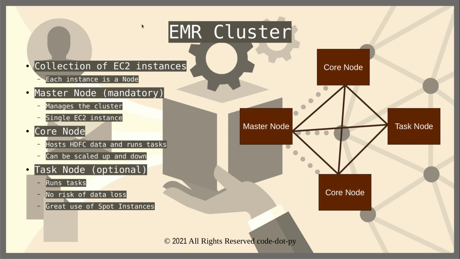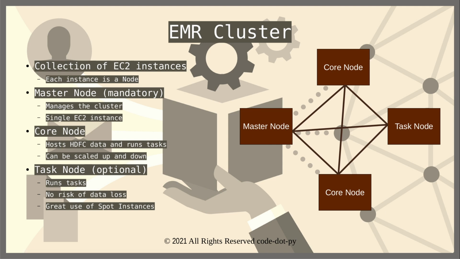When we talk about an EMR cluster, it consists of three different types of nodes. Nodes are actually the actual EC2 instances. The first one is the master node. The master node is mandatory, and it manages the overall cluster, and it's one single EC2 instance. For any EMR cluster to exist, at least one node needs to be defined, and that node has to be a master node only.